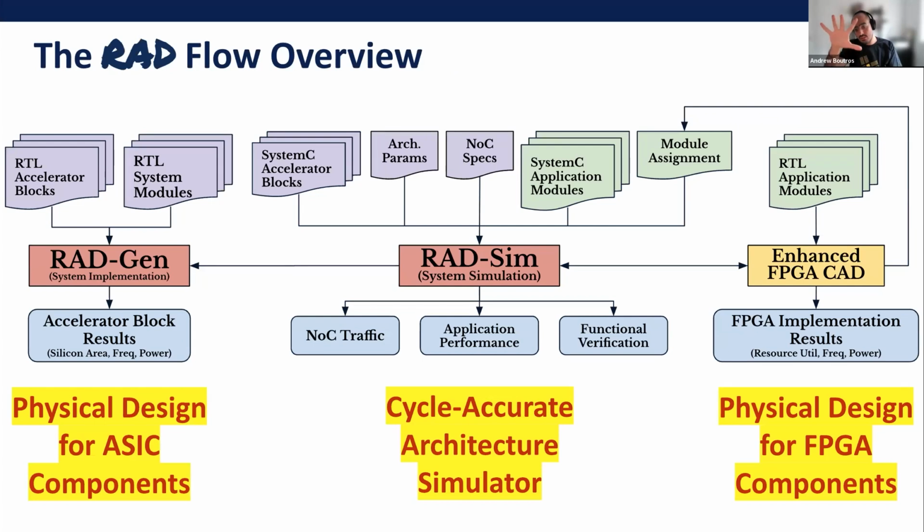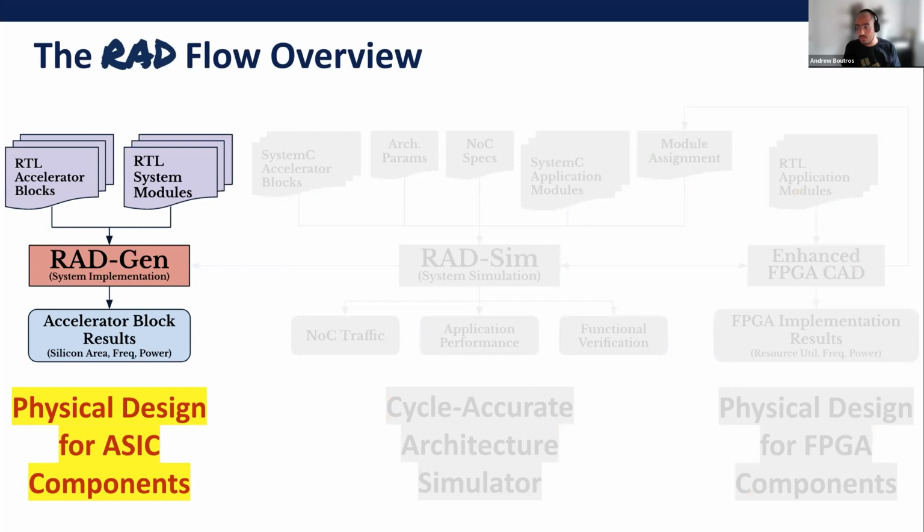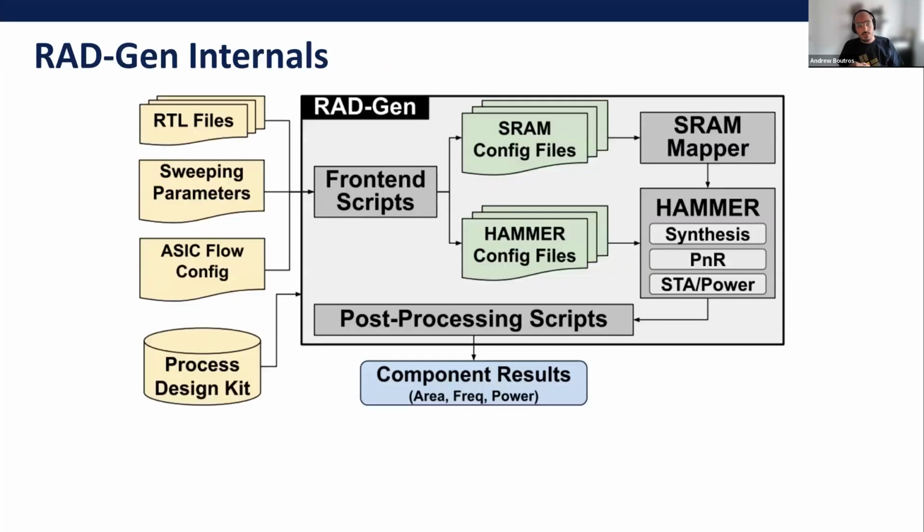Okay, so now I covered the simulation infrastructure in the middle, and then the link to the conventional FPGA CAD tools. Now let's talk about the last component of the flow, which is the physical design for ASIC components. So we built this tool called RAD-Gen, and the goal of RAD-Gen is basically to provide users with a press play flow that gives them an estimate for ASIC implementation cost, frequency, and power, starting from an RTL description. And we're trying to do that to abstract away all the subtleties of setting up your own ASIC flows, figuring out the right settings to use, and so on.